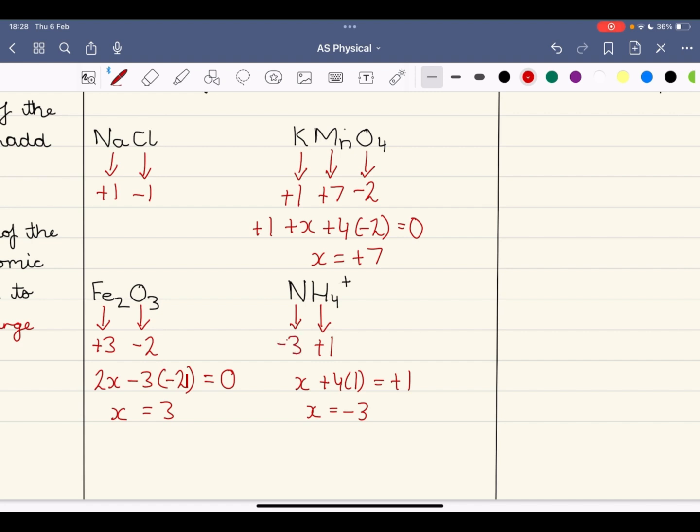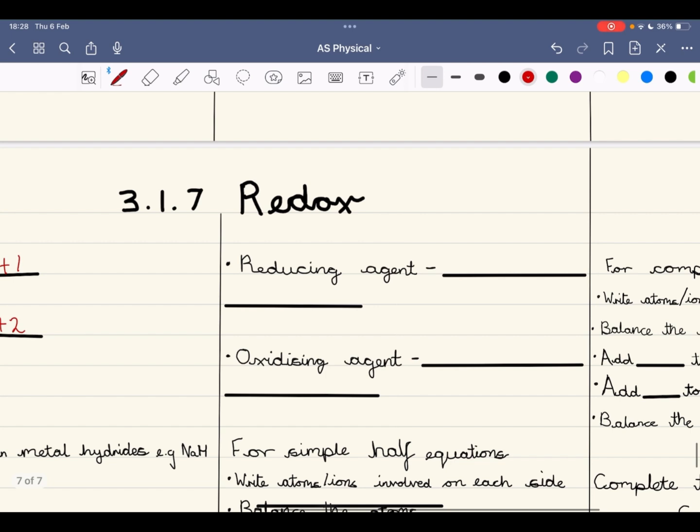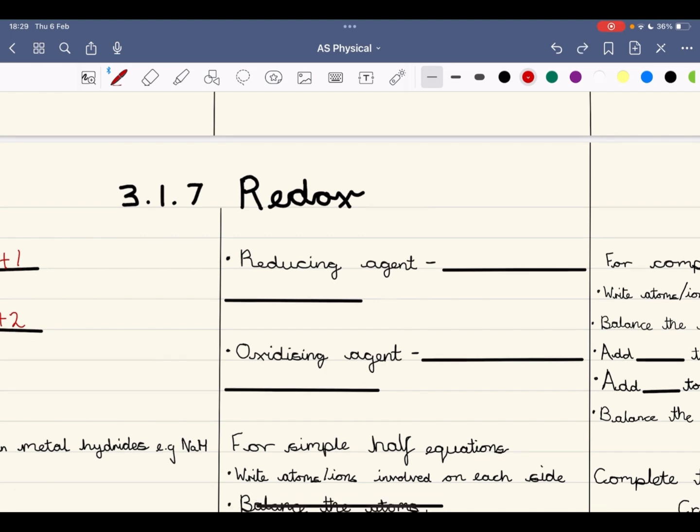Alright, so that's how we work out the oxidation states of elements in compounds. Alright, so a reducing agent is an electron donor. And then an oxidizing agent is an electron acceptor.